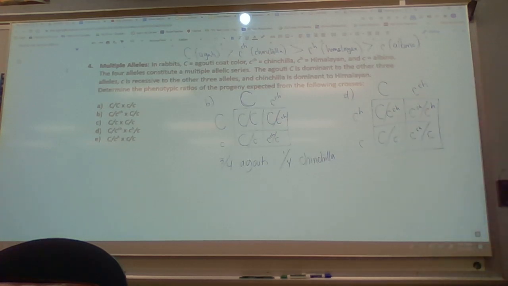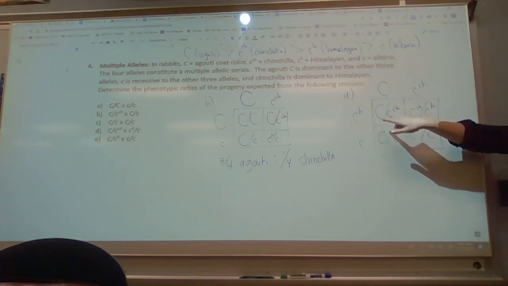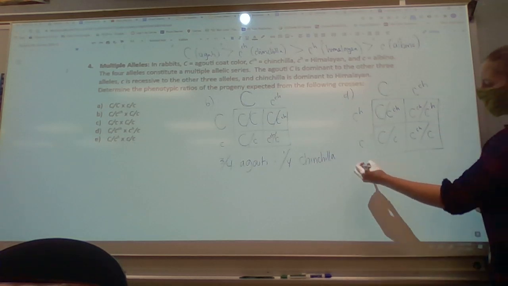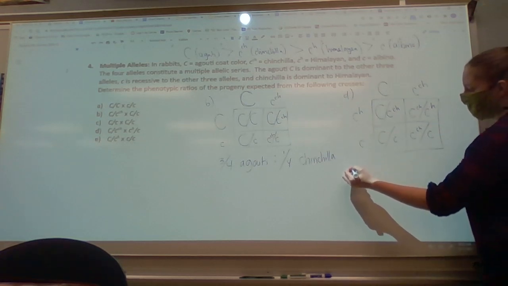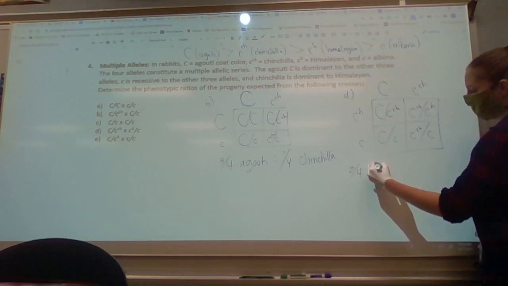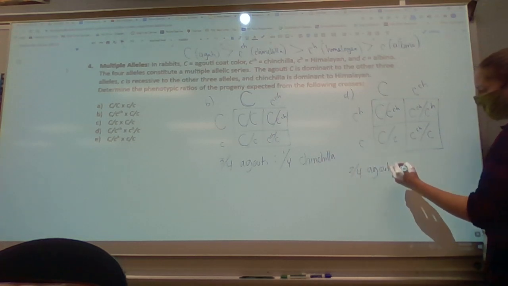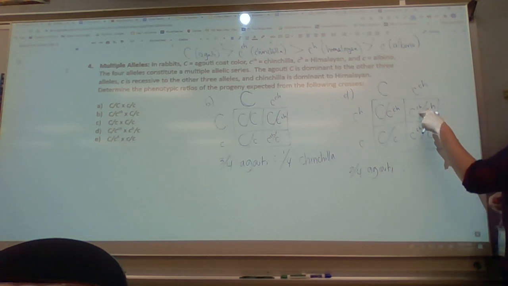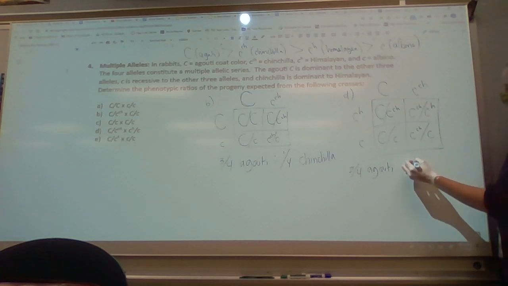And you don't have to put that slash mark there, but it just kind of helps you to differentiate. This is the end right there. So if you look at that case, these both have the capital C, the most dominant allele. So 2 out of 4, 1/2 are going to be a Goody. And in this case, the other half both have the next most dominant allele, which is chinchilla. So those are both going to be chinchilla.